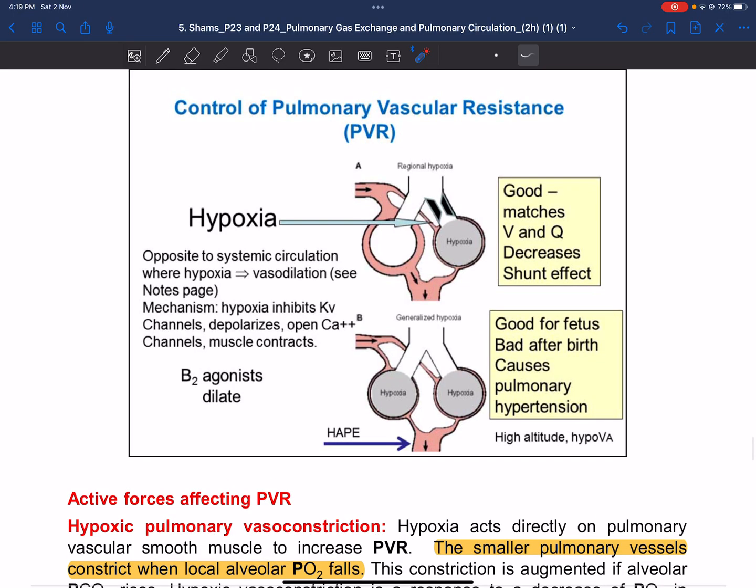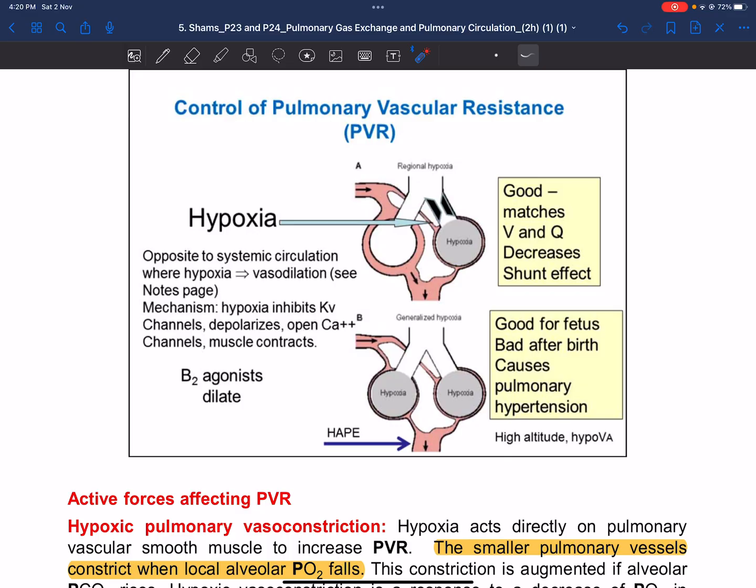Over here, this is how you control pulmonary vascular resistance. So basically, you have hypoxia, which means lack of oxygen. And you have two regions of alveoli. In this region, you have hypoxia, but in this region, you have a lot of oxygen. What your body does to adjust for regional hypoxia, regional meaning in one area, we'll move on to generalized, which is everywhere, soon. But what your body does is it constricts vessels going to this part of the alveoli because there's no oxygen.